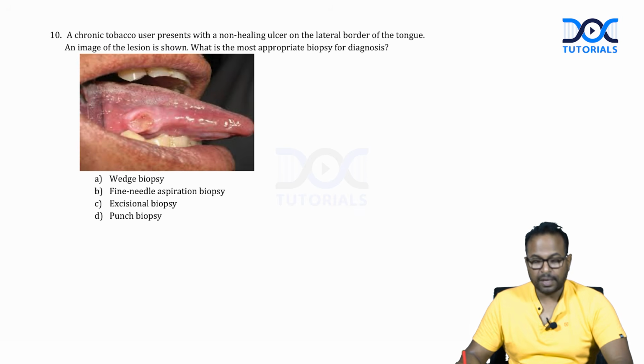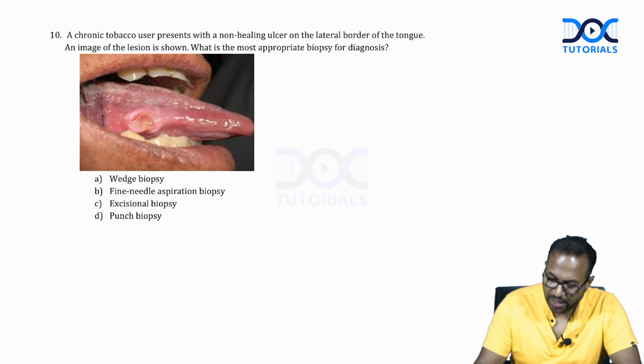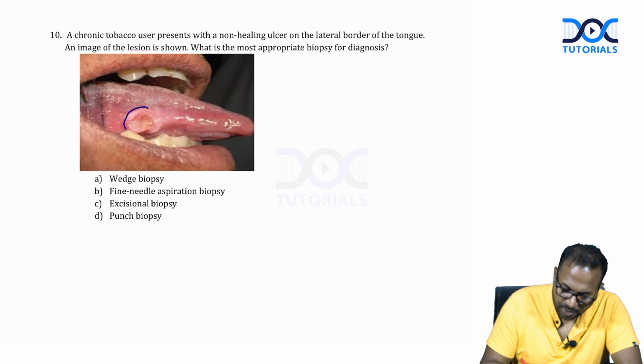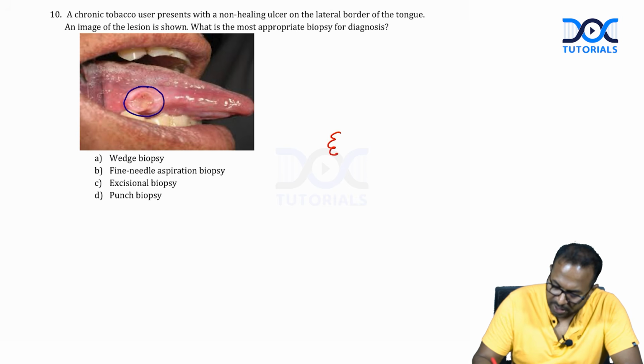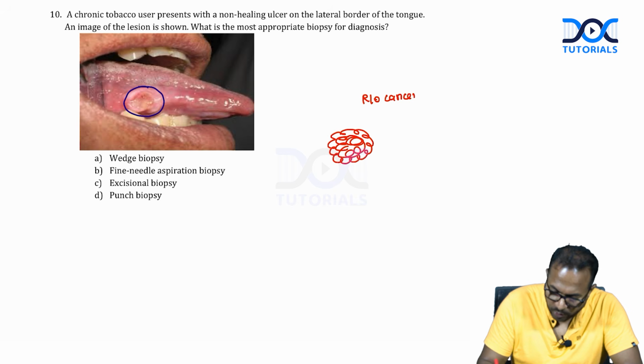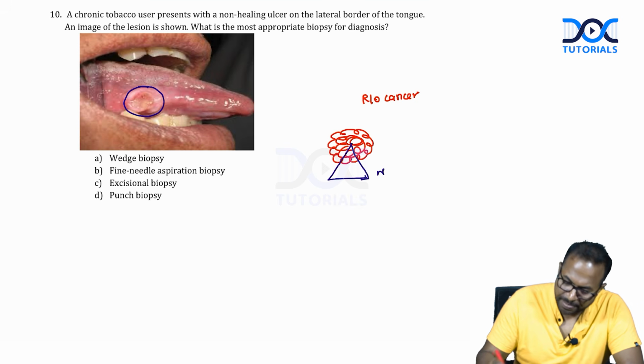Tenth question: a chronic tobacco user presents with a non-healing ulcer on the lateral margin of the tongue. There is a non-healing ulcer. If for a long period of time there is a non-healing, painless ulcer in the mouth, we should rule out cancer. How will you rule out cancer? Take a wedge biopsy like this, including normal skin. This is normal skin, this is cancer. Like that, we have to take a wedge biopsy.